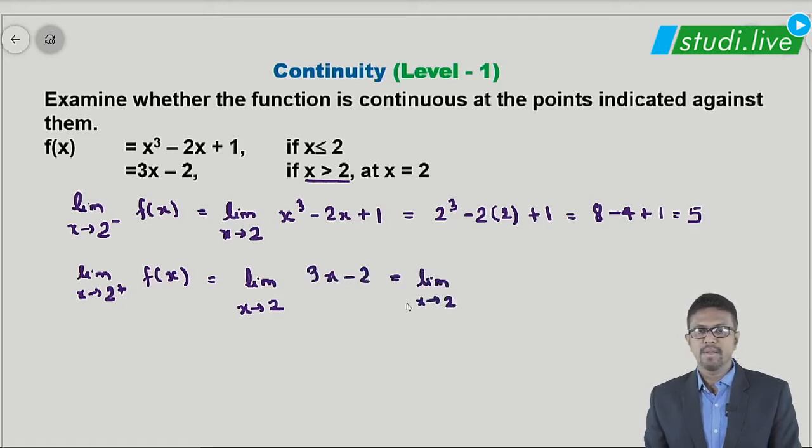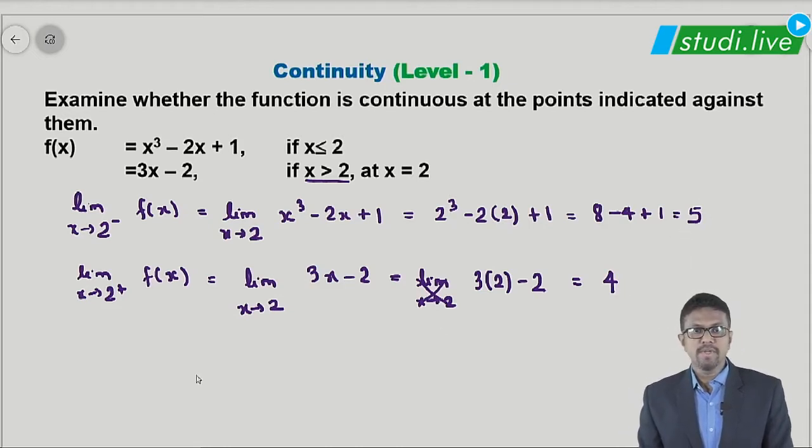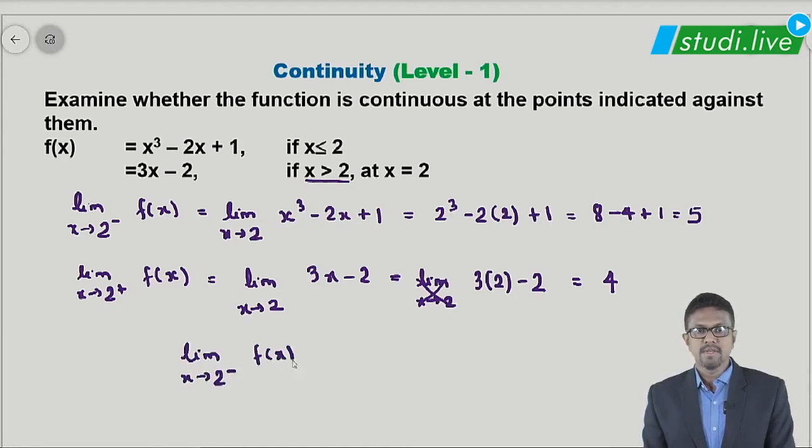Let us directly apply the value of x equal to 2 because the denominator is again 1, it is not 0. So we can directly apply the value. So this is like 6 minus 2. So that is coming out to be equal to 4. But over here this value was 5. So what we are getting is that limit x tends to 2 minus f of x is not equal to the limit x tends to 2 plus f of x.